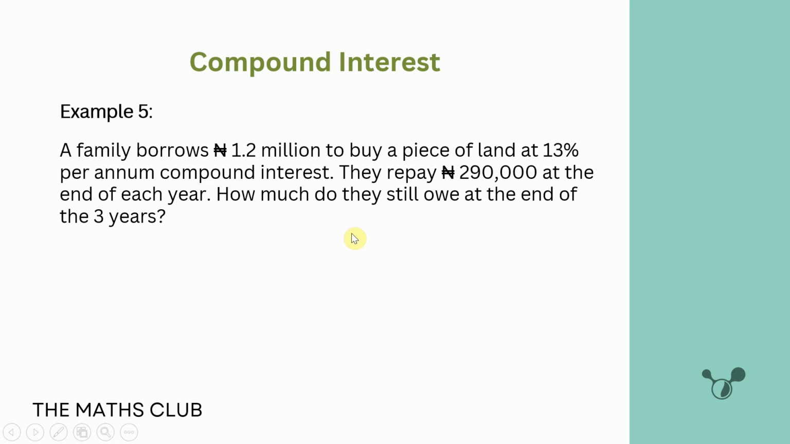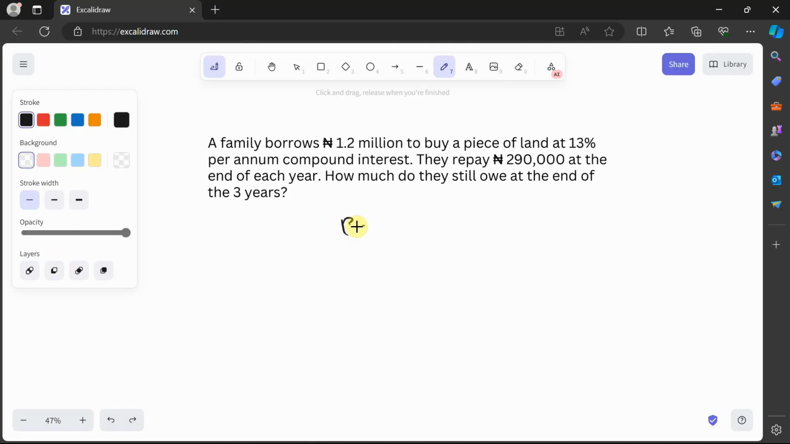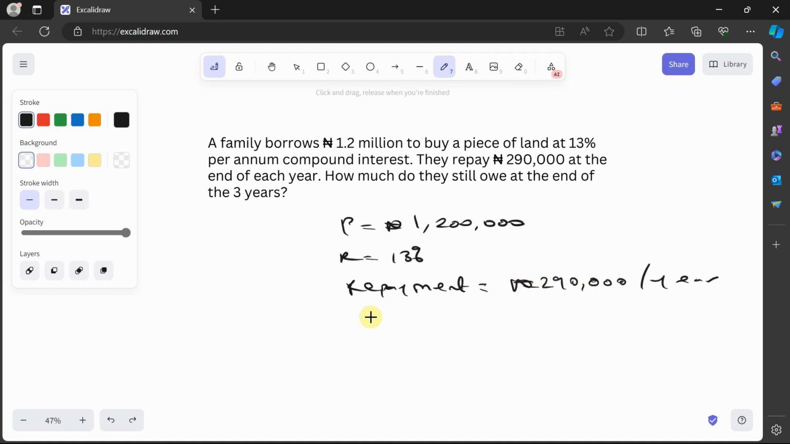Next example says that a family borrows 1.2 million to buy a piece of land at 13% per annum compound interest. They repay 290,000 at the end of each year. How much do they still owe at the end of 3 years? Let's solve this one together. So we know that the principal is 1.2 million, which is like 1,200,000. The rate is 13%. Their repayment is 290,000 per year. And then how much do they still owe at the end of T, which is equal to 3 years?